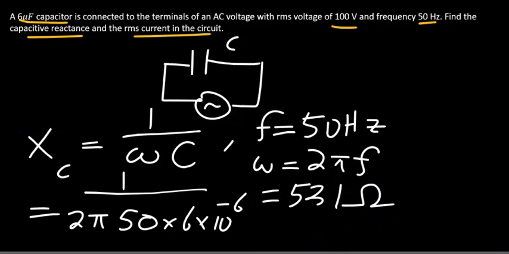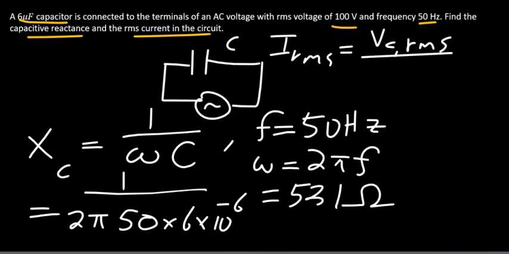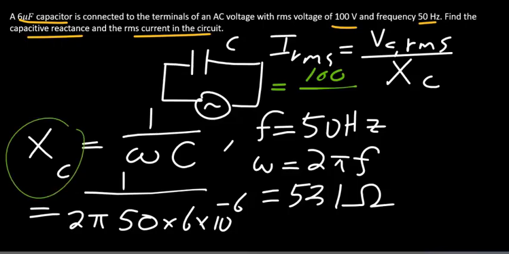Now let's do the RMS current. From Ohm's law, the RMS current equals the RMS voltage across capacitor over the reactance. The RMS voltage is given to be 100 volts. XC is that, so divide by 531 ohms, and that's going to give you an answer of 0.19 ampere. And that solves the problem.